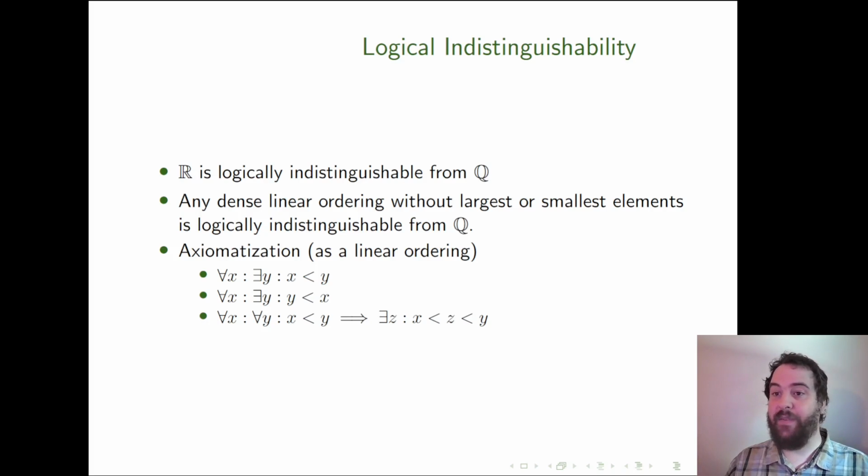And this result gets even more powerful. The same reasoning applies to any dense linear ordering played against Q. In other words, once we know that a linear ordering is dense and doesn't have a largest or smallest element, once we know those three things about a linear ordering, we've determined all of its other logical properties, because those logical properties have to agree with the logical properties of the rational numbers. So these three things form an axiomatization of Q as a linear ordering. All other logical properties follow from these three properties.